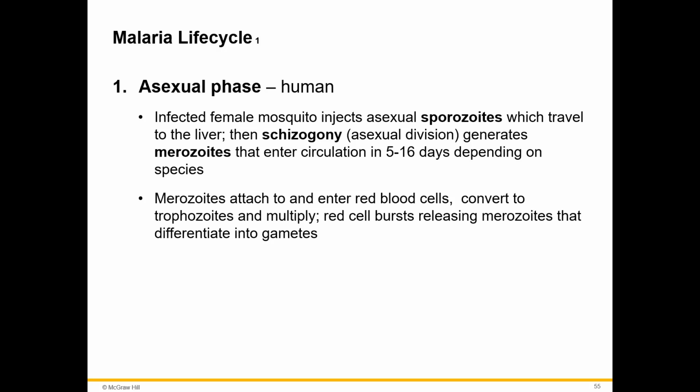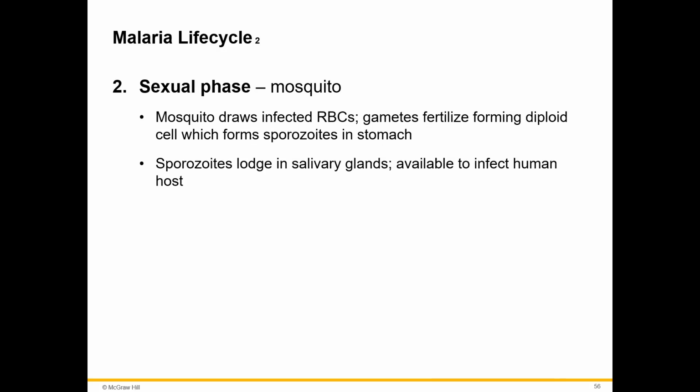And so once that happens, they can differentiate into different gametes, right? And so, asexual phase is what enters the human, right? But once they're in us, they can form different gametes, okay?